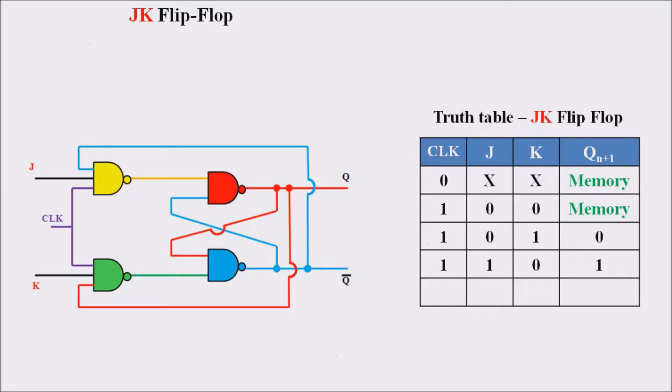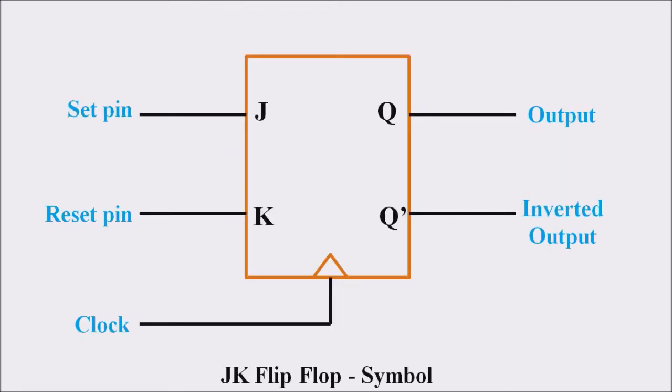If we are analyzing the truth table of JK flip-flop, if the clock is 0, then it will result in a memory condition. If the clock is 1 and J is 0, K is 0, it results in memory. Clock is 1, J is 0, K is 1 results in an output of 0. Clock is 1, J is 1, K is 0 results in an output of 1. Until this condition, both the JK as well as the SR flip-flop are the same, and this is how the symbolic representation of a JK flip-flop looks like.